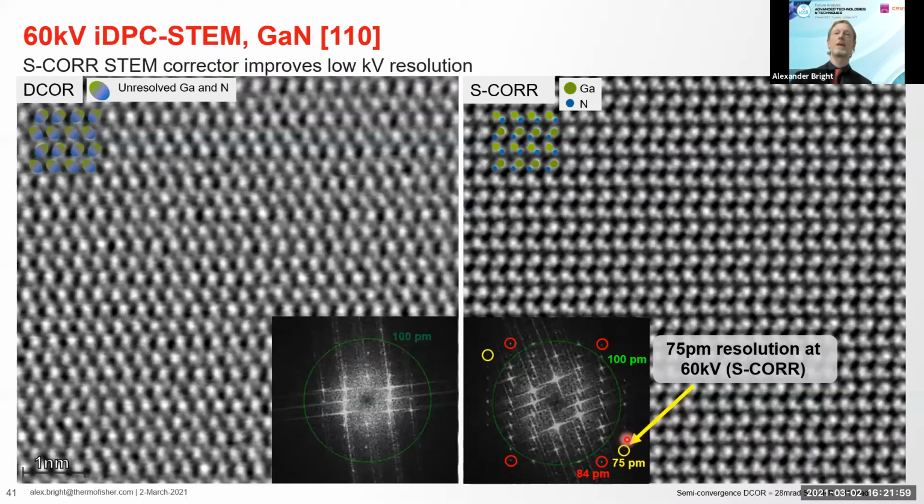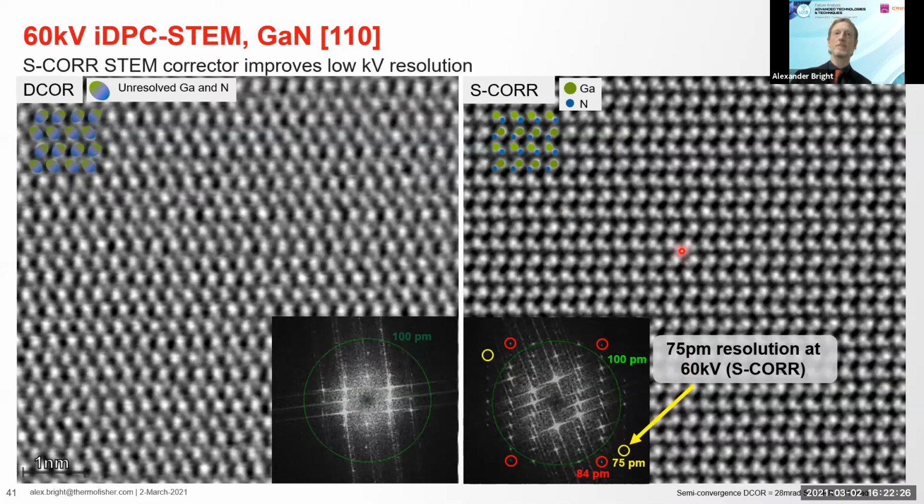So here we're looking at 60 kV, so pretty low voltage, high resolution STEM of gallium nitride. And you can see on the right here, both the gallium and nitrogen positions are clearly visible, with resolution in this case about 75 picometers visible at 60 kV. So that's a really high resolution that's now achievable, and a big part of that is use of the S-CORR corrector.